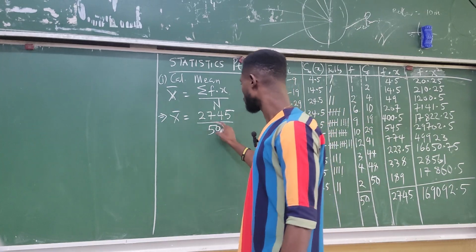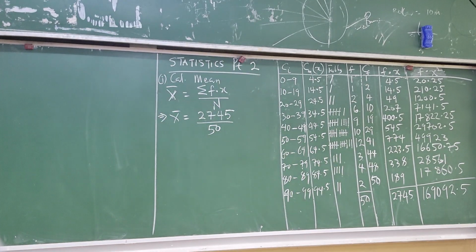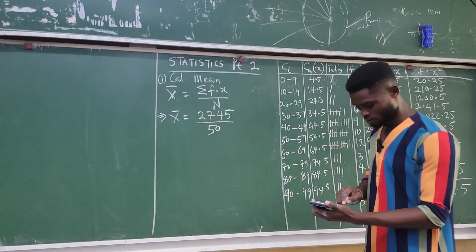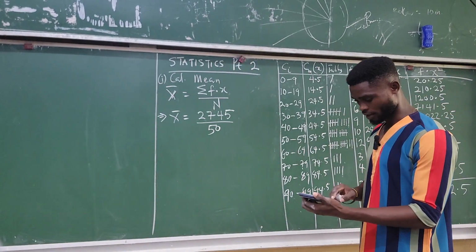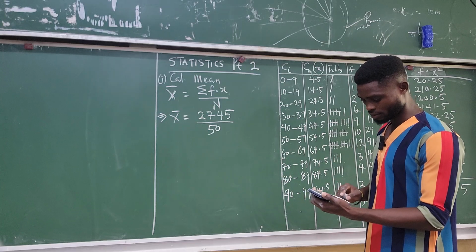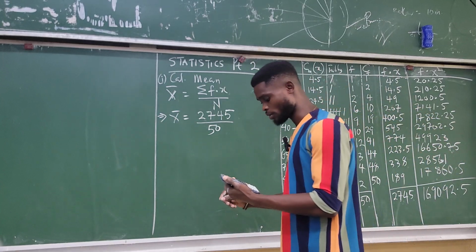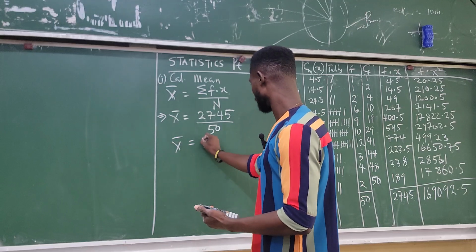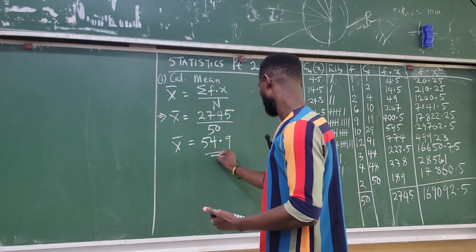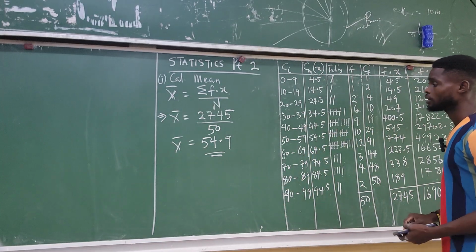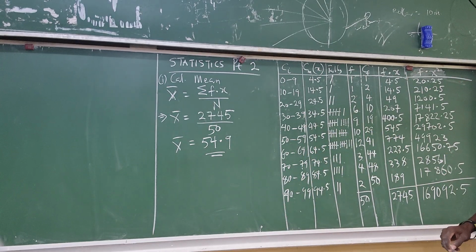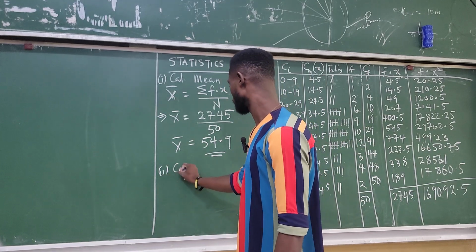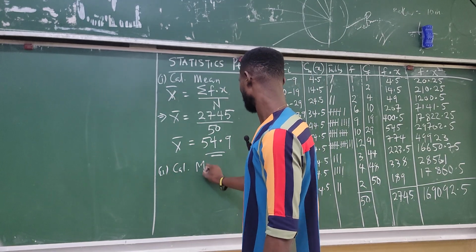So 2745 divided by 50 gave us 54.9. So x bar, the mean, gave us 54.9. That is your mean. So the second thing we are asked to solve is what? We are asked to calculate the median.